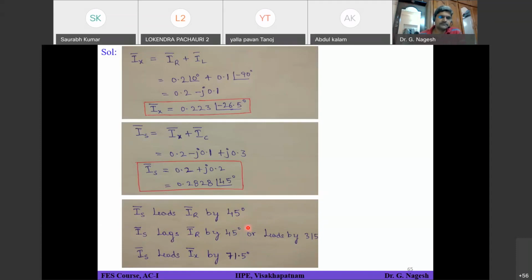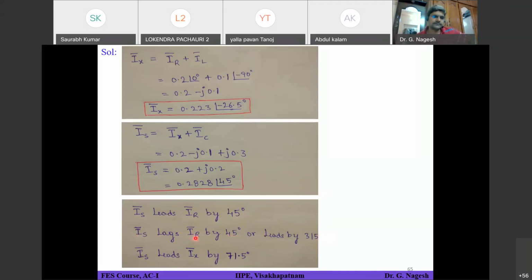Is it clear? So if they ask you leading, you have to write like 315 degrees. Since you can see from the values, sorry, I have written IR here, so it should be IC. You are understanding, right? This second line which I have shown here, it is not IR, it is IC, my mistake. Second line. Okay. So IS lags IC by 45 degrees or leads by 315 degrees.